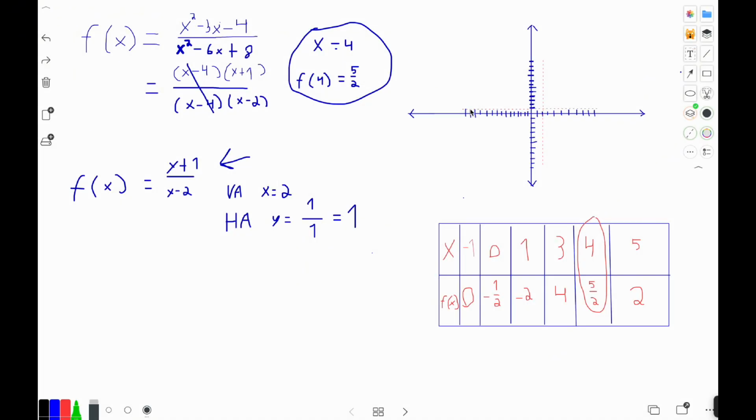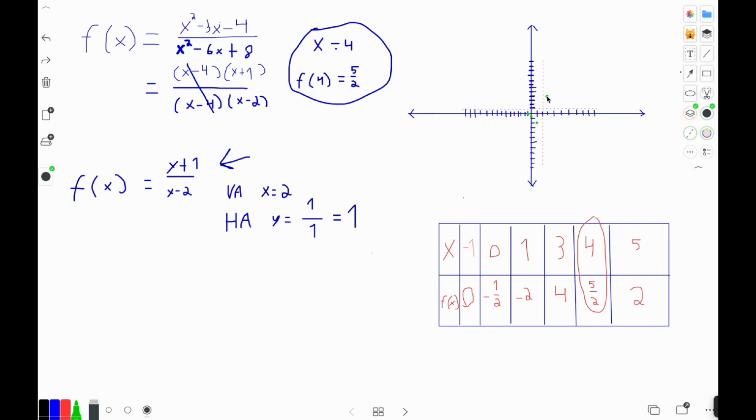Okay, so all these points should now be plotted. Negative 1, comma 0, which is right here. Okay, I think negative 1, comma 0. 0, negative 1 half, which is right here. 1, negative 2, which is right here. And then 3, comma 4. 1, 2, 3, 1, 2, 3, 4 is right here.